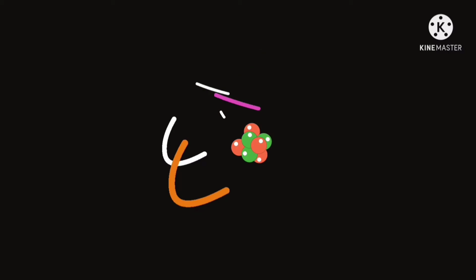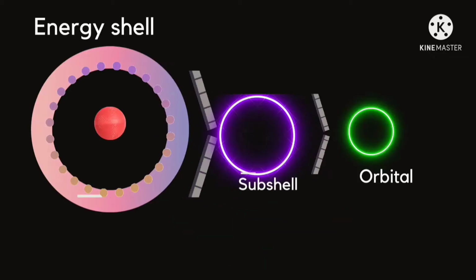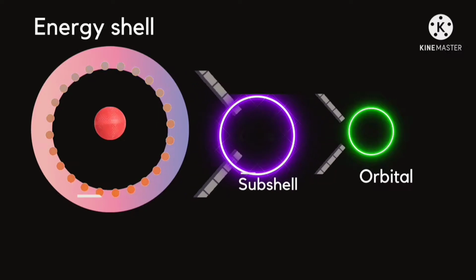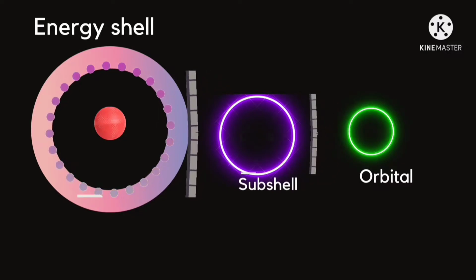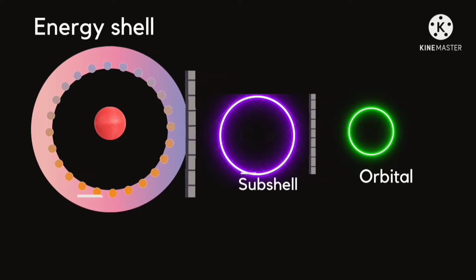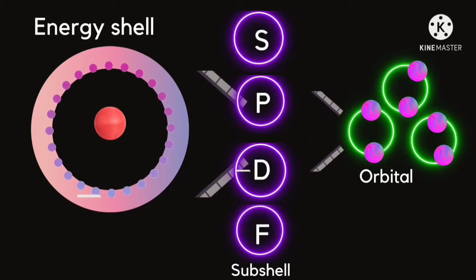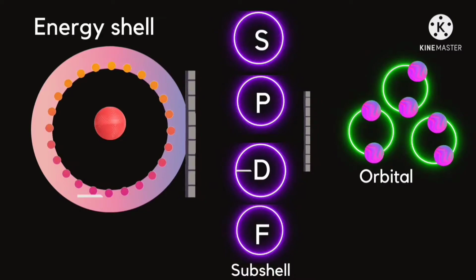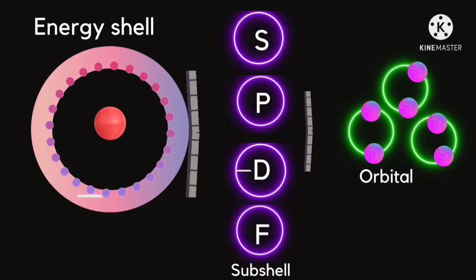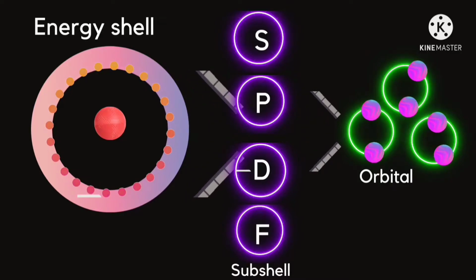Although these electrons all have the same charge and the same mass, each electron in an atom has a different amount of energy. Electrons are arranged in different energy levels or shells around the nucleus of an atom. Each shell has one or more subshells within it. There are 4 different types of subshells like S, P, D, and F. Each subshell has one or more orbitals within it. Each orbital holds a maximum of 2 electrons.